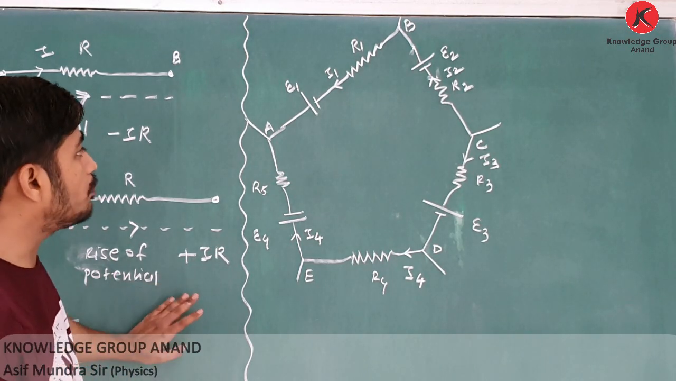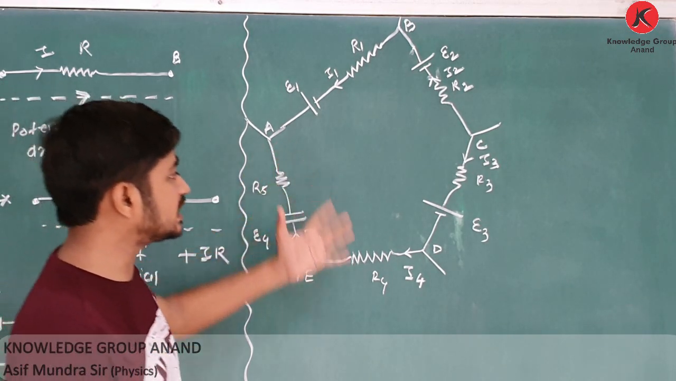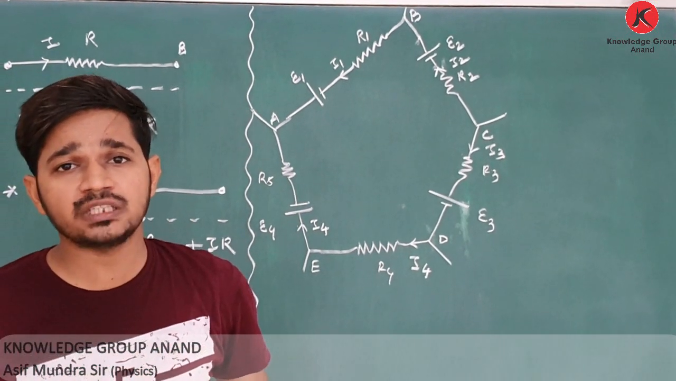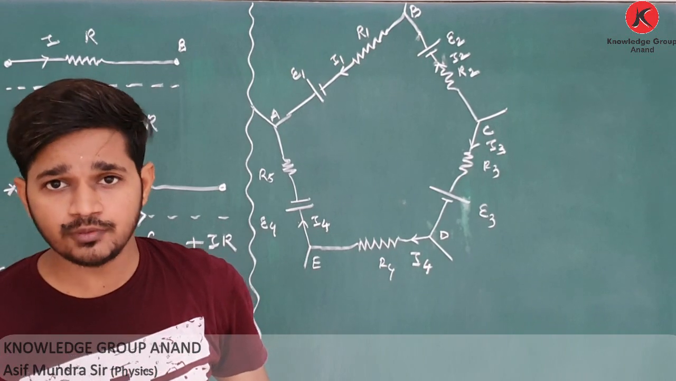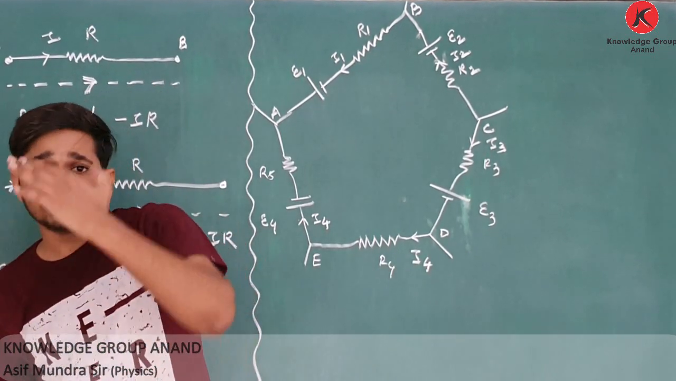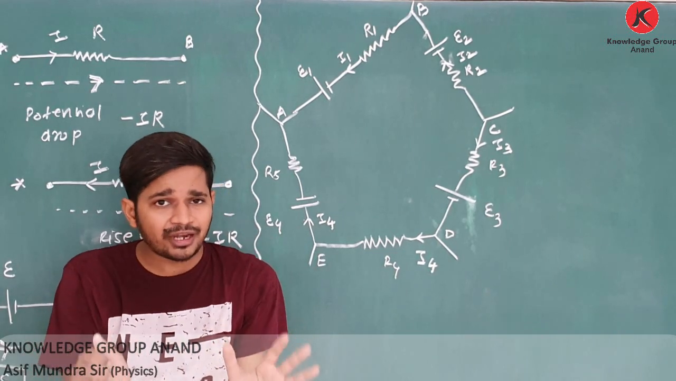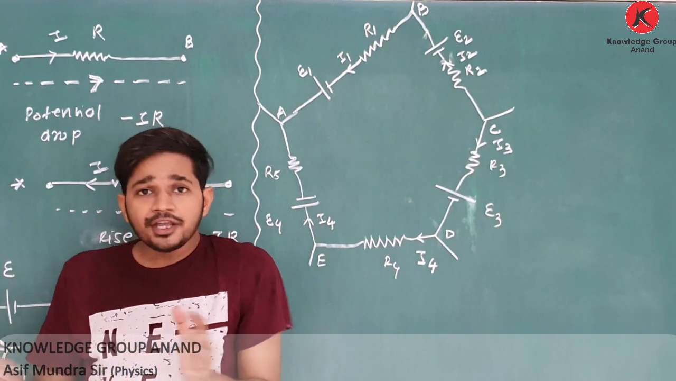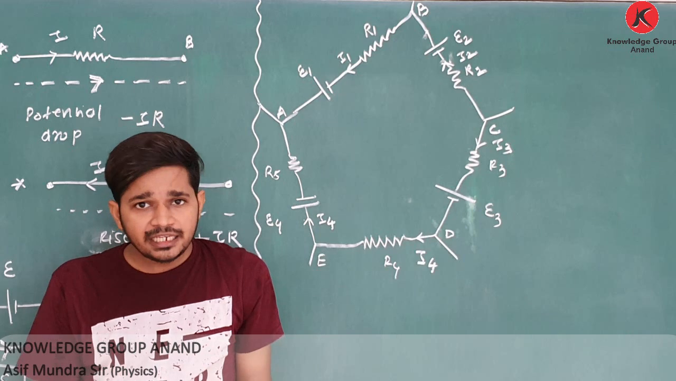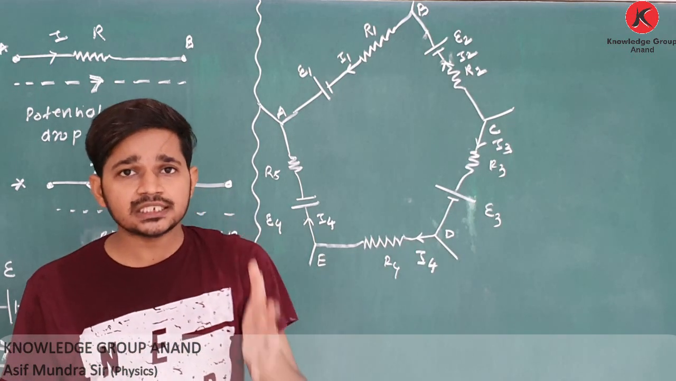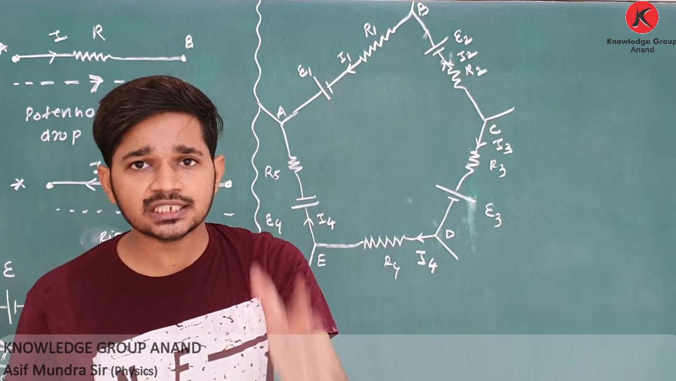So yes, here we have one complex network having 4 cells, 5 resistors, then how to solve this? Yes, you have to apply Kirchhoff's rule. What is potential? Potential is energy per unit charge, means it is one type of energy. What is EMF? It is also one type of energy. And energy at a point remains constant. We have to use this concept.